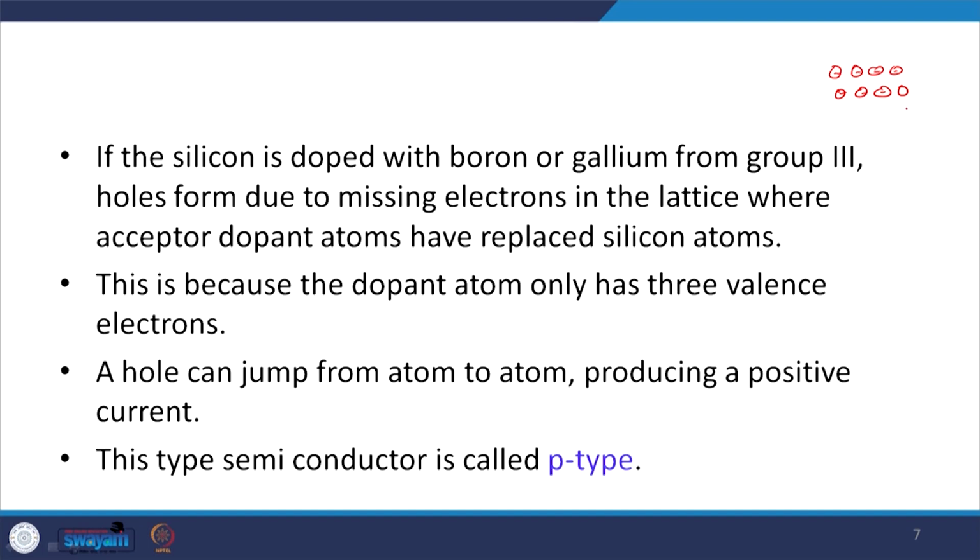So there is a hole which is created if I put an element, either boron or gallium, from group 3, with the silicon. Now, this hole can jump from atom to atom and this produces a positive current, and this type of semiconductor is called a p type semiconductor.